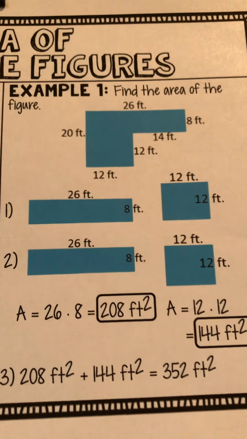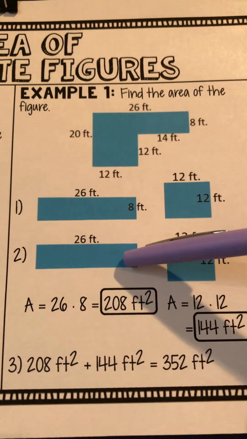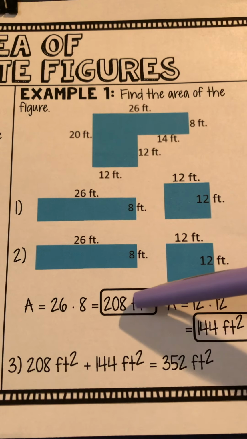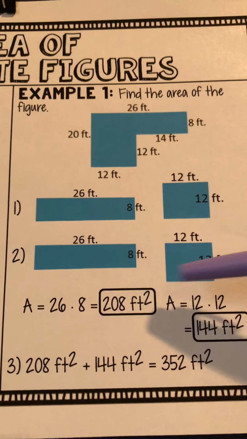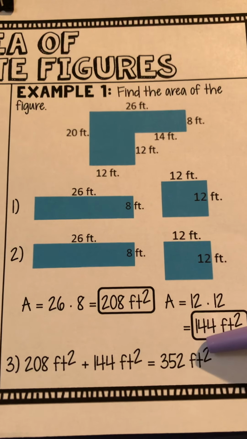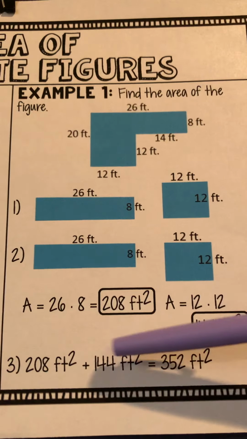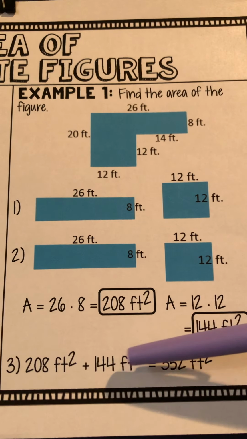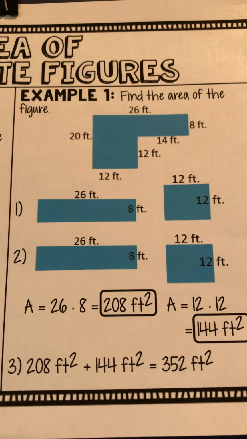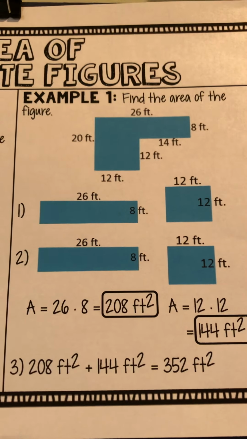So we have to calculate the area of each. So area is equal to length times width or base times height for a rectangle. That's 26 times 8, which is 208 feet squared. Plus this 12 by 12, which is 12 times 12, which is 144 feet squared. So we want to do step 3, add them together, 208 feet squared plus 144 feet squared, which equals 352 feet squared. So that's really all you need on your anchor chart.